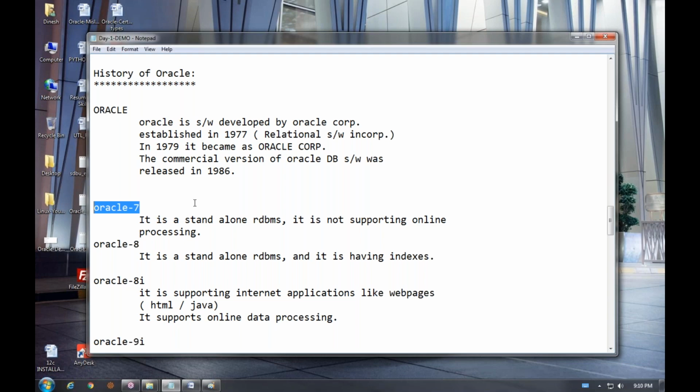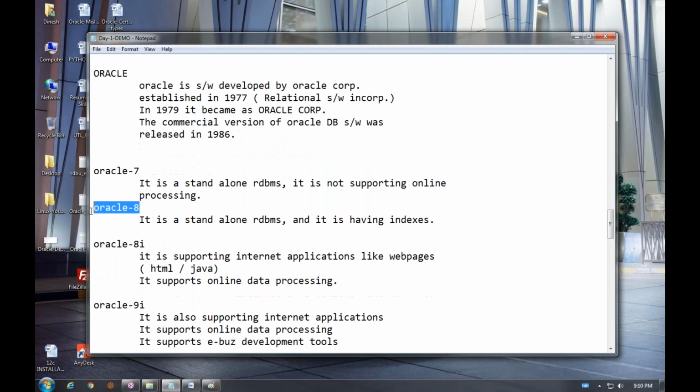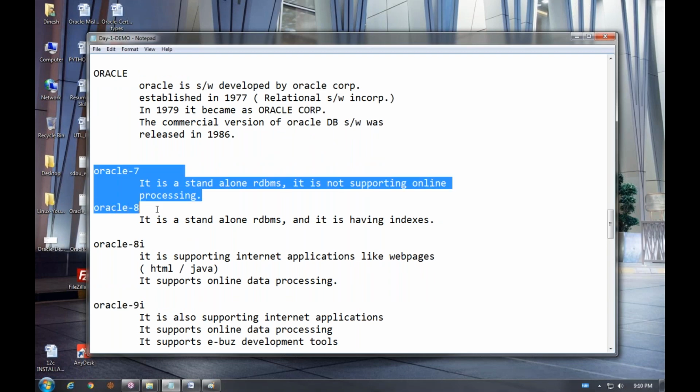Okay, now see, after Oracle 7, Oracle 8. See, these two databases do not support online database processing. In online, you cannot see the information. In online, you cannot make any orders.